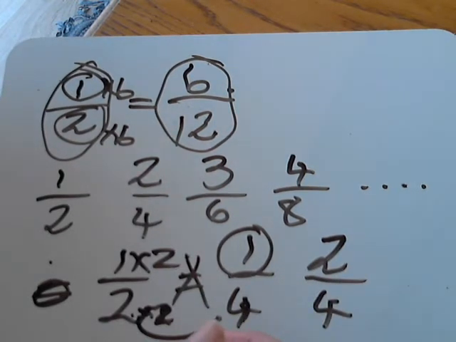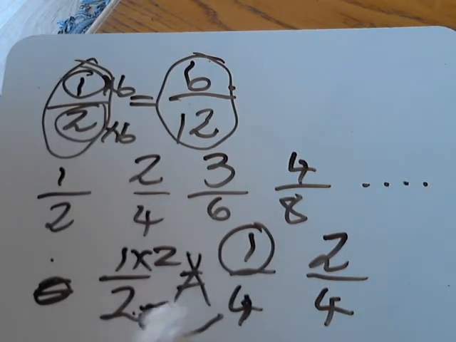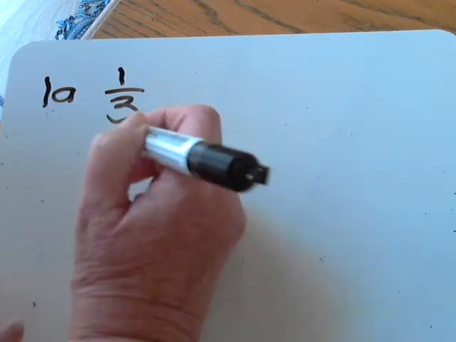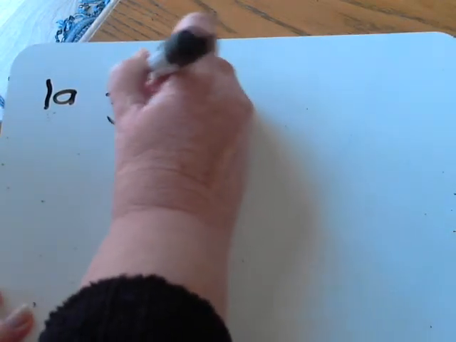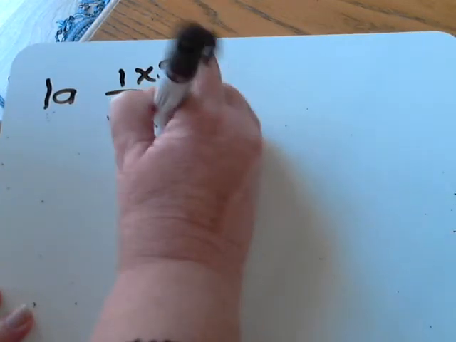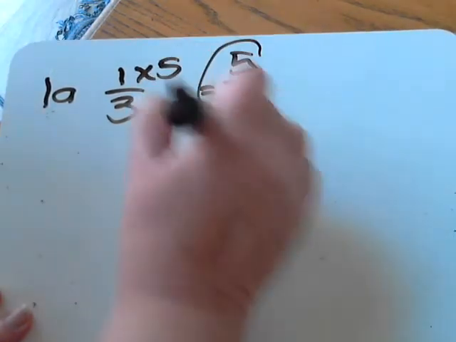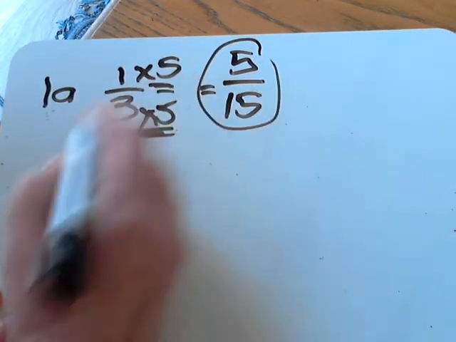Now, if we go on to our next piece of work, which you are going to do in your books, it says, what fraction equals? So let's have a quick look. I'm going to just erase this. So we've got number 1a. It's got 1/3. You can choose any equivalent fraction to this. Whatever you do to the bottom, you do to the top. So if I say 1 times 5, then I times by 5 here, and I'm going to say that's 5/15. All you've got to do is make sure that you do the same at the top and the bottom.